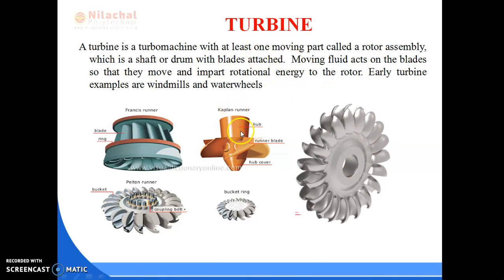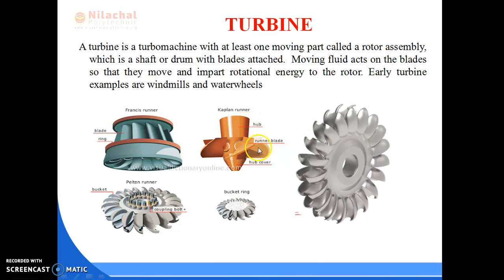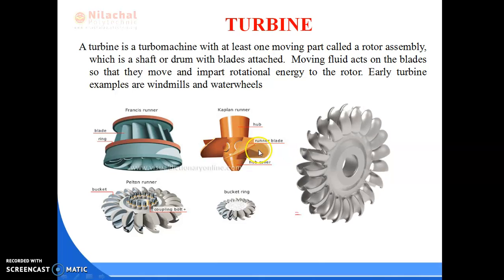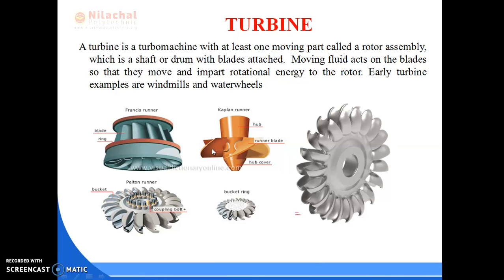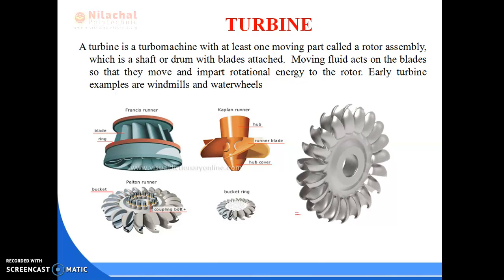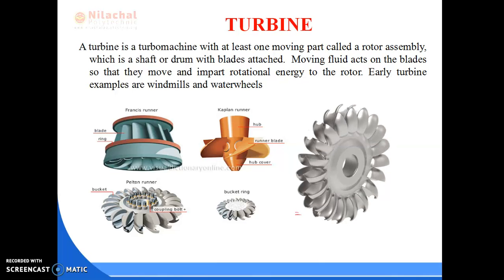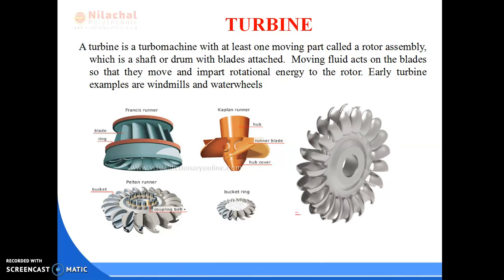In a Kaplan turbine unit, we have a runner, that is your hub. Upon this, the blades are mounted. According to different types of turbine, the blades are of different design. The blades may be curved, may be of hemispherical shape, may be bucket shape. As we study different types of turbine unit, at that time we'll go for different types of study of blades.